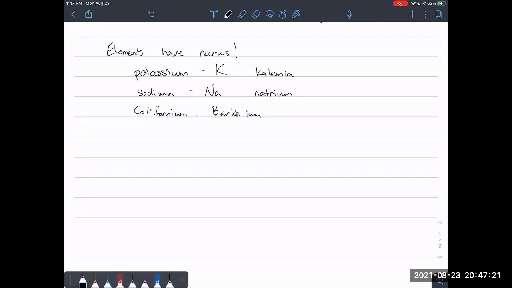Berkelium. Anyone know where that one's from? Berkeley. That's exactly correct. That's where the element was discovered, Berkeley. If you discover an element, you usually get to name it. Or it's named after people.